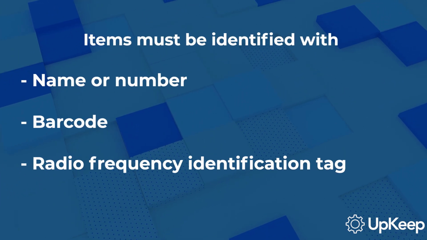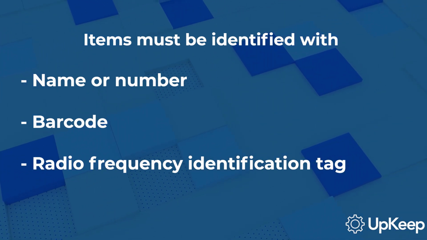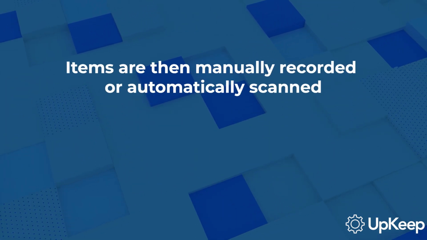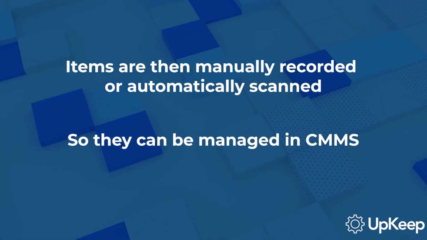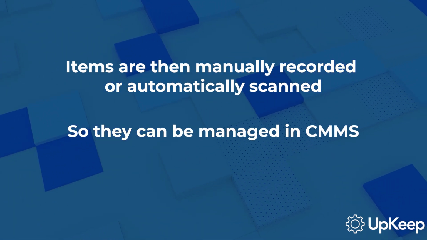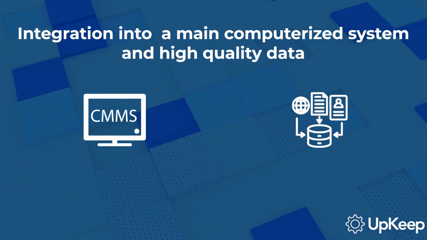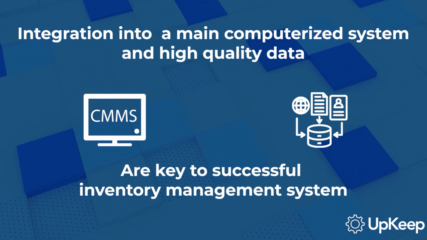In all cases, items must be identified with a name or number, barcode, or radio frequency identification tag so they can be easily tracked. Items are then manually recorded or automatically scanned so they can be followed and managed in a central computer system such as a CMMS. Integration into a main computerized system and high-quality data are key to a successful inventory management system.